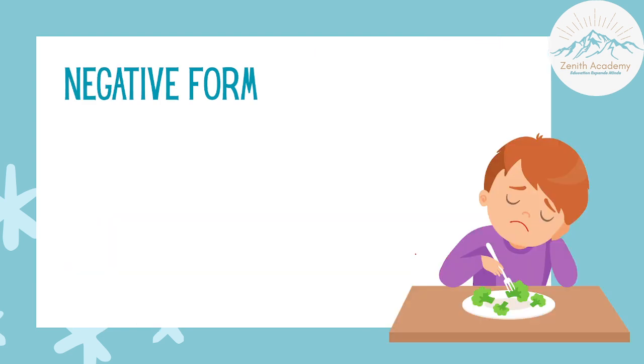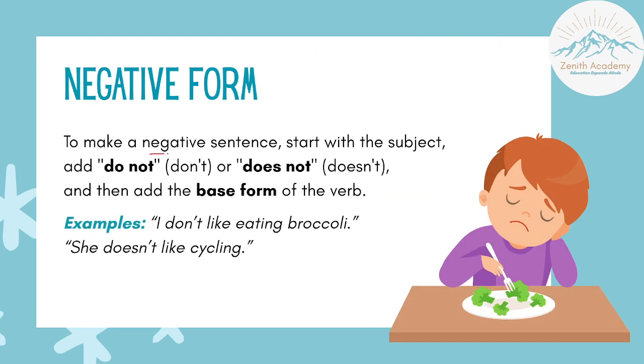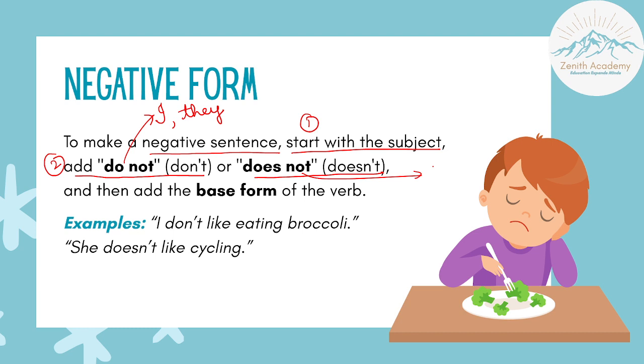Now negative form. To make a negative sentence, again start with the subject, then add do not, that is don't, or does not. That is the second point, add do not or does not. Now where do you add do not? Whenever you are talking about I or they. And whenever you are talking about he or she, then you will use does not. Right? And then you add the base form of the verb.